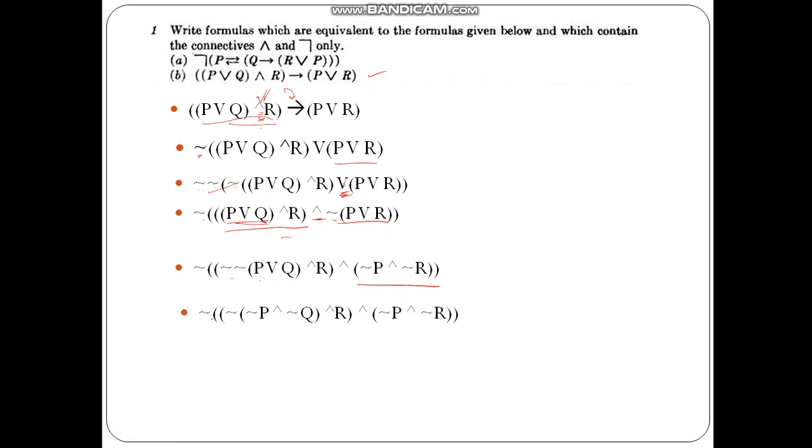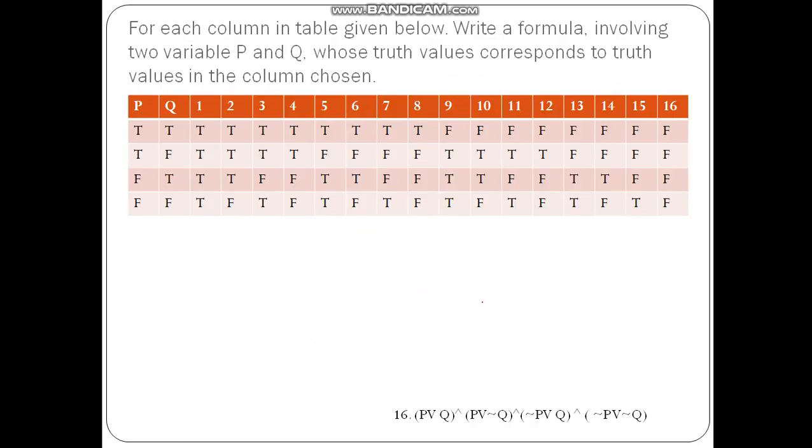So that will become not, this knot as it is, this knot as it is, and this knot is taken inside, so it becomes not P and not Q and R. So now here you can observe that all the formulas are using the connectors either not or and. So this is the required form.